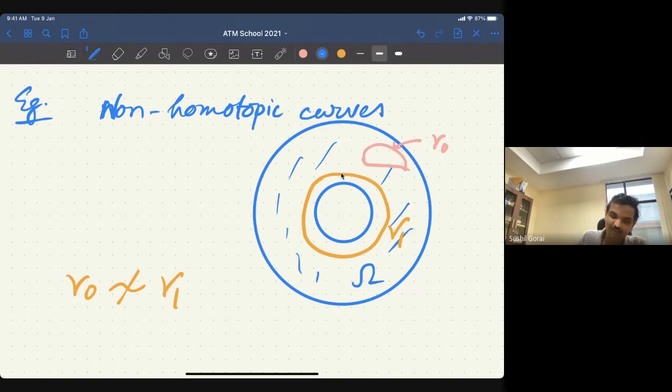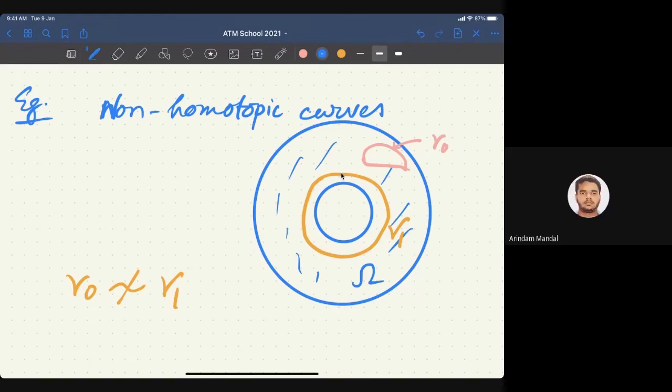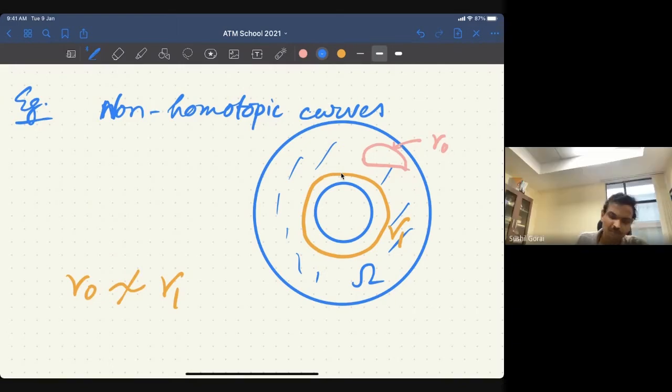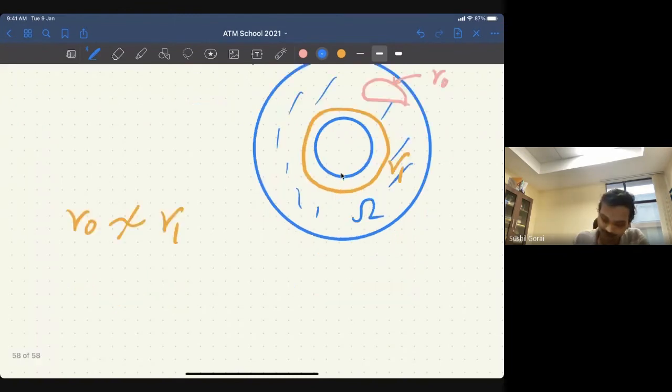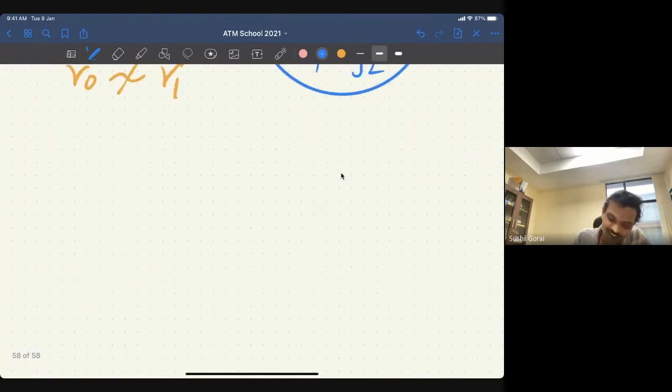But this one actually is not homotopic to constant. You cannot shrink it. But sir, to show these are non-homotopic, we need to prove that there will not be any such H function, right? You will see the proof in a moment using a winding number. So one will have winding number 0, the other will have winding number 1. That would actually give that they are not homotopic. I'm going to state the theorem.